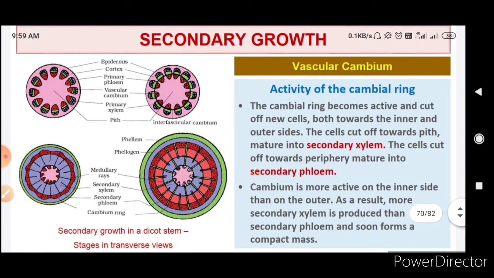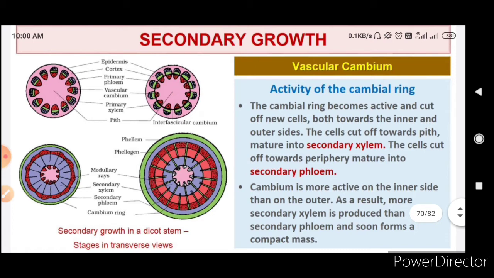Now how the cambial ring will do its activity after the formation. The cambial ring becomes active and cuts off new cells both towards the inner and the outer side. The cells cut off towards the pith mature into the secondary xylem. The cells cut off towards the periphery mature into the secondary phloem. Okay. Cambium is more active on the inner side as compared to the outer side. As a result, more secondary xylem is produced than the secondary phloem and soon forms a compact mass.